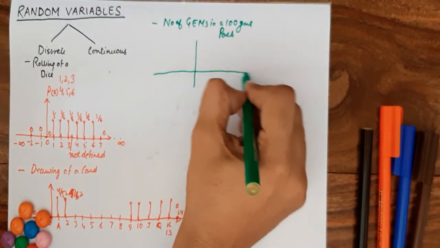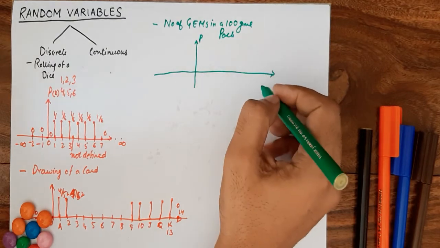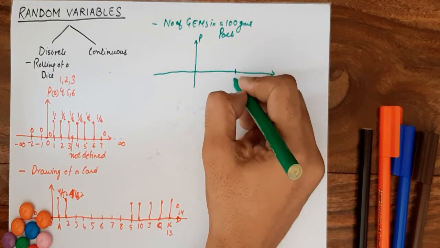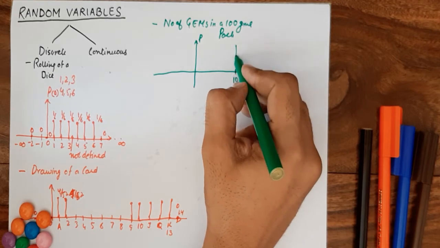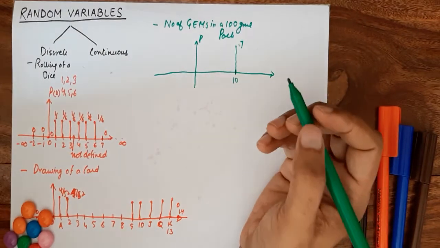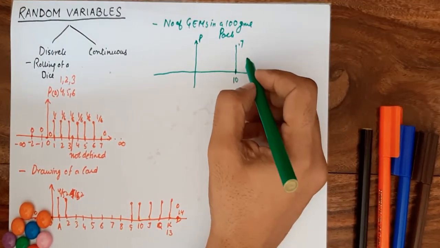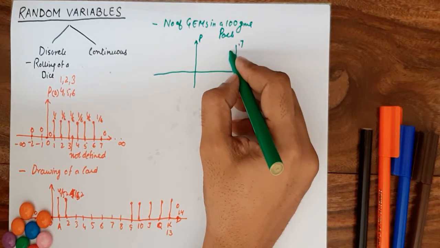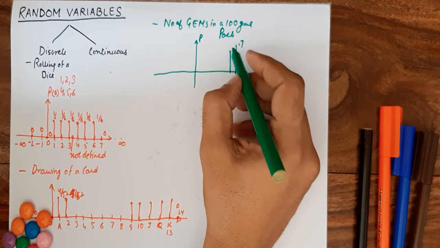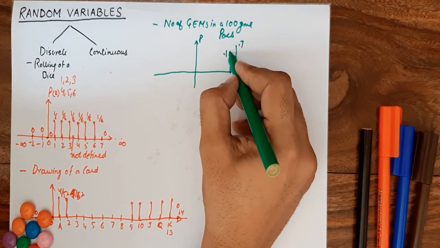So if we were to plot the probability versus the variable's values, I could say 10 is something which has a very, very high probability. So I could say 70% of the time the number of gems that will come out will be 10. And then I could say that 9 has a very low probability of occurrence, let us say 0.1.